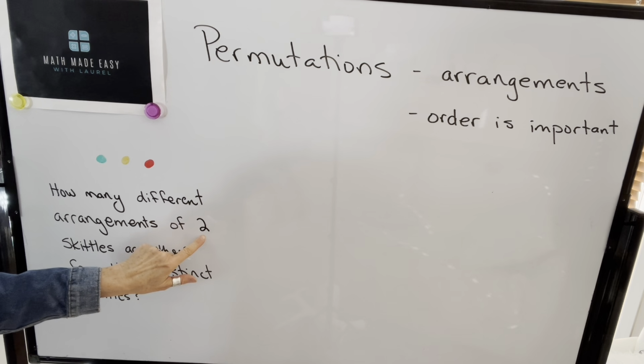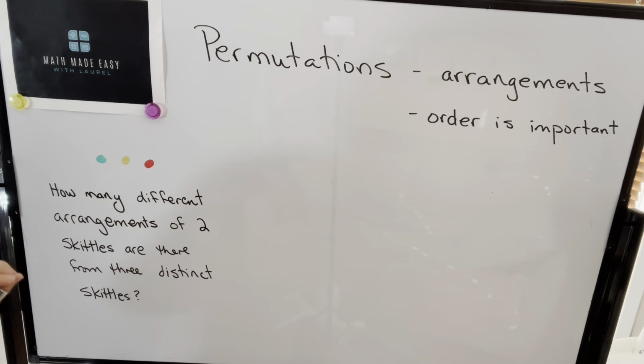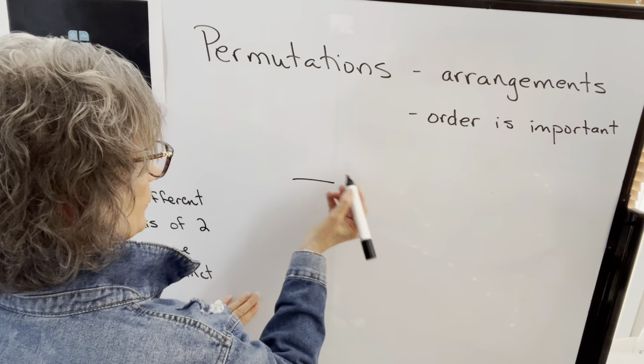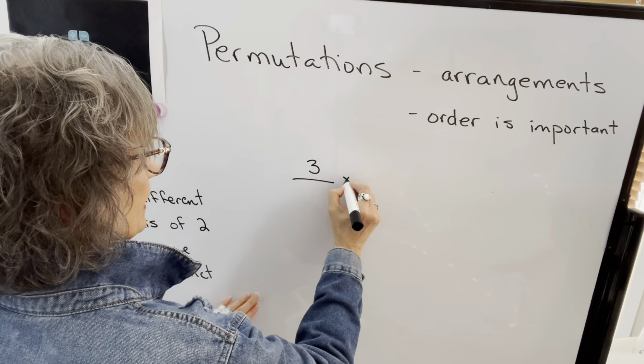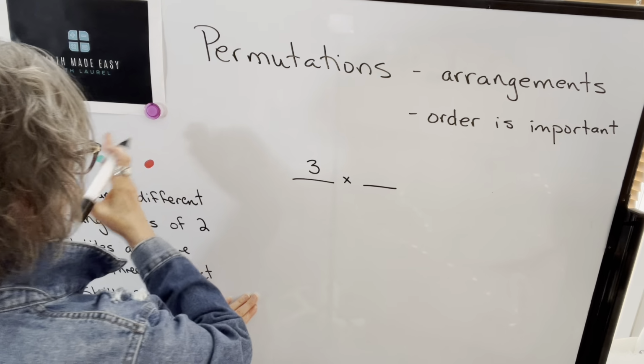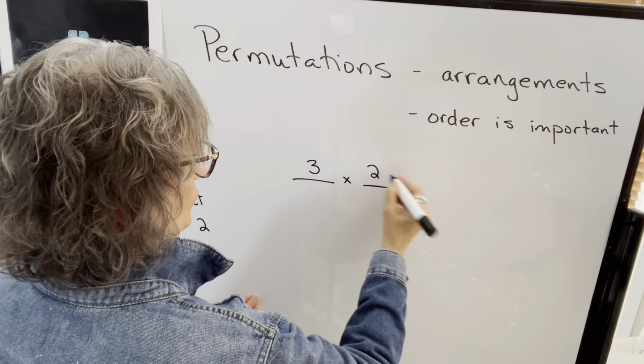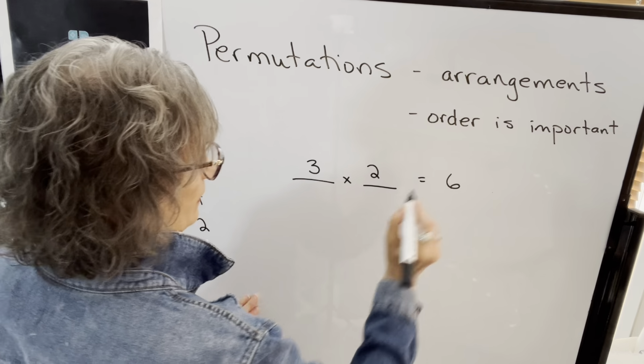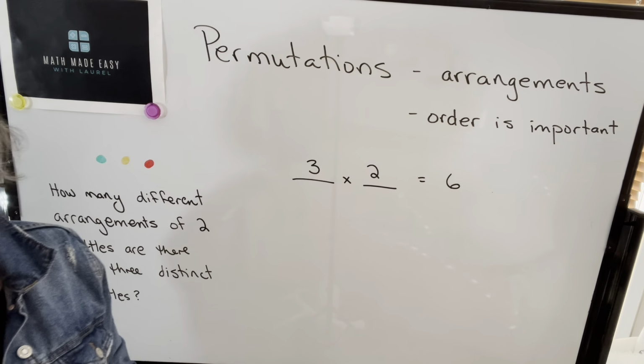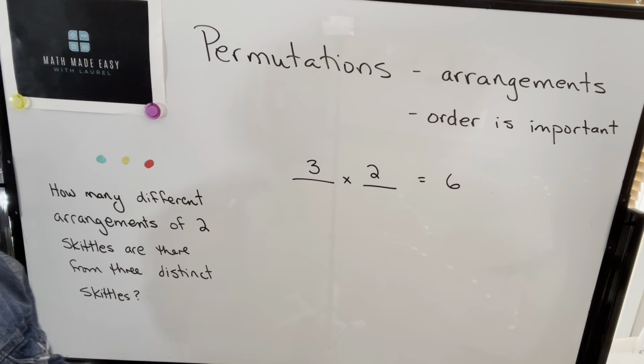We can make one small change if we're only going to select 2 Skittles out of the 3 colors. How many arrangements or permutations are there? Well, for the first Skittle, there's still 3 choices. The second Skittle, once one's chosen, there's 2 left, and there's no third Skittle. But we also have 6 permutations when we choose 2 out of 3 Skittles.